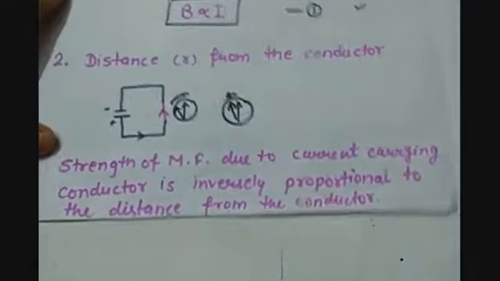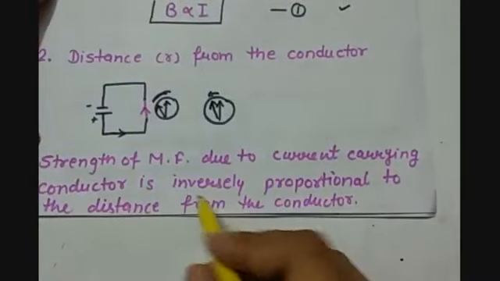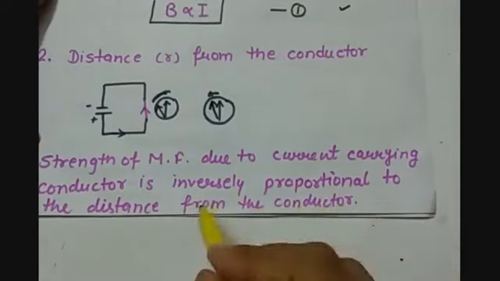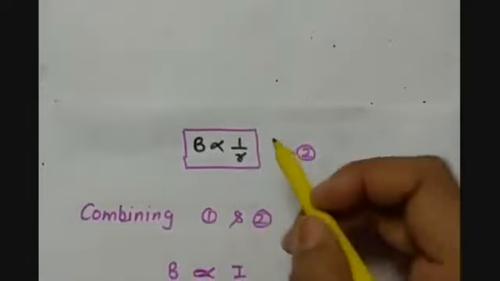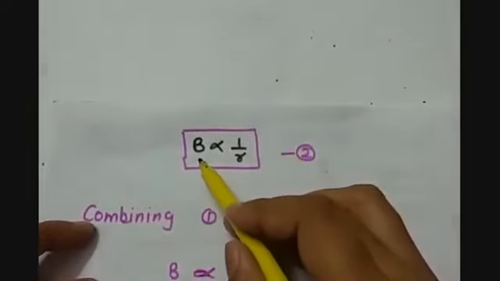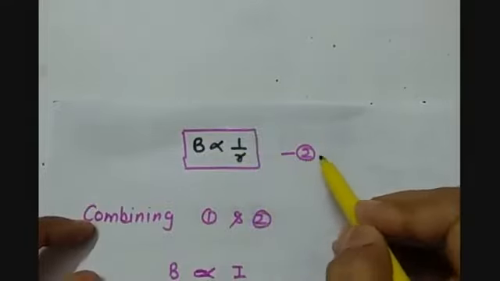So this tells us that the strength of the magnetic field due to a current carrying conductor is inversely proportional to the distance from the conductor. As we go away from the wire, the field strength is decreasing. So we can write it as B is directly proportional to 1 by R. This becomes our second equation.